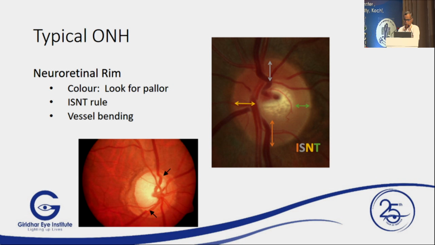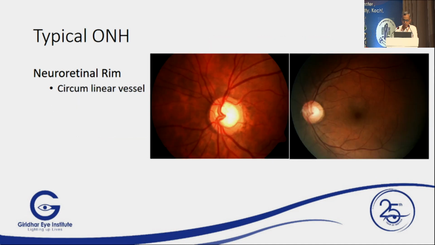Coming to the neuroretinal rim, as mentioned earlier, it consists of the axons, and because it's vascular, it appears pink in color. The ISNT rule denotes the thickness of the neural rim. The inferior is thicker than the superior, then comes the nasal, and usually the temporal one is the thinnest. Always check for vessel bending when you are looking for the inner margin of the neuroretinal rim. The circumlinear vessel is one that skirts the inner rim of the neuroretinal rim, and we'll come to why it is important later.